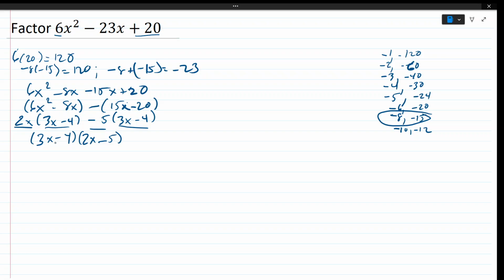Now we could check our answer by multiplying this out. So we'd have what? 3x times 2x gives us the 6x squared. Then the 3x times negative 5, that'll be minus 15x. And then negative 4 times 2x, that'll be minus 8x. So that'll give us the sum of negative 23x. And the negative 4 times negative 5 will give you that positive 20. So that is the correct factorization of that problem.